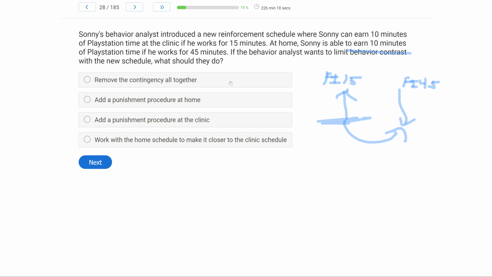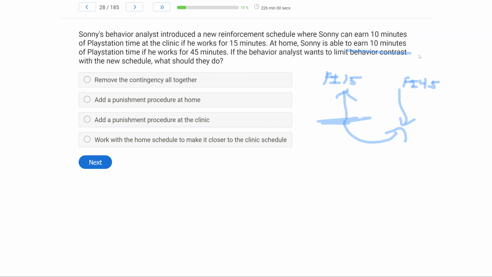So what should we do? A, remove the contingency altogether. Well, no, we can take less drastic steps first. B, add a punishment procedure at home. We first want to address the issue of the reinforcement schedule before jumping to punishment. C, add a punishment procedure at the clinic.